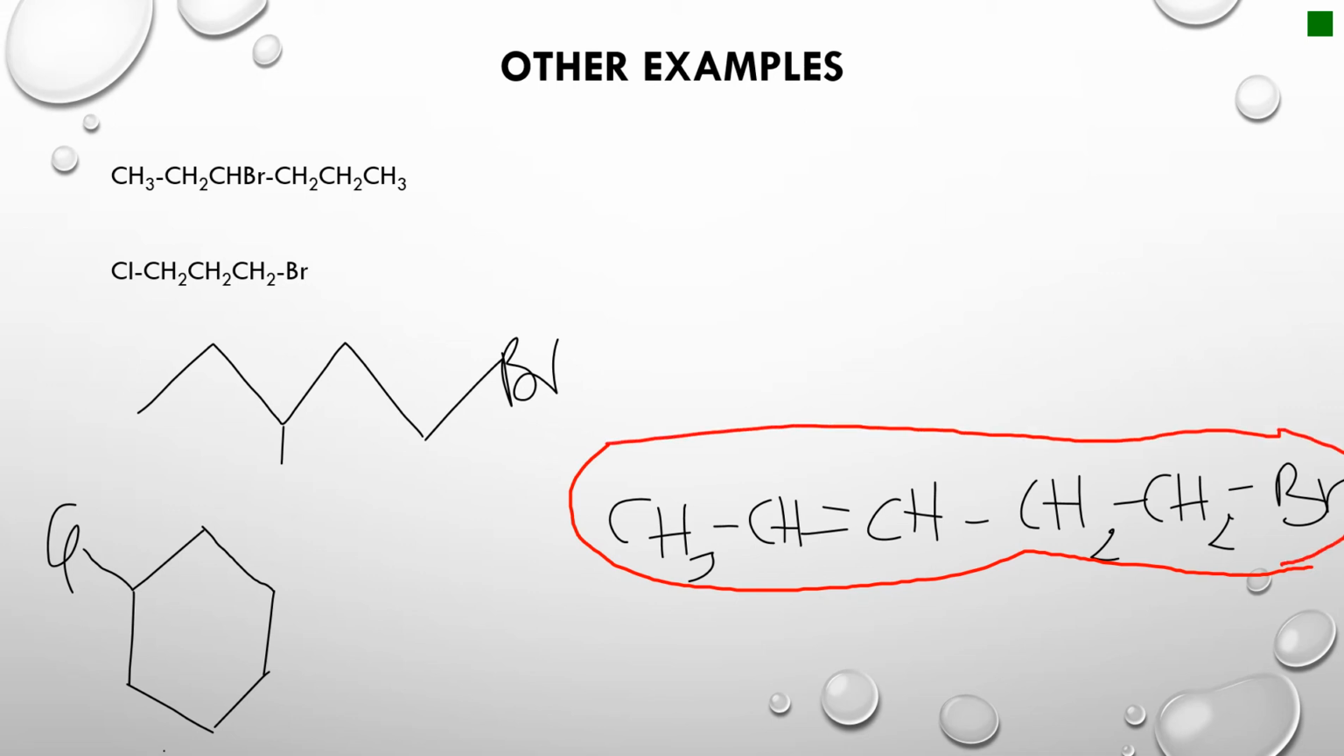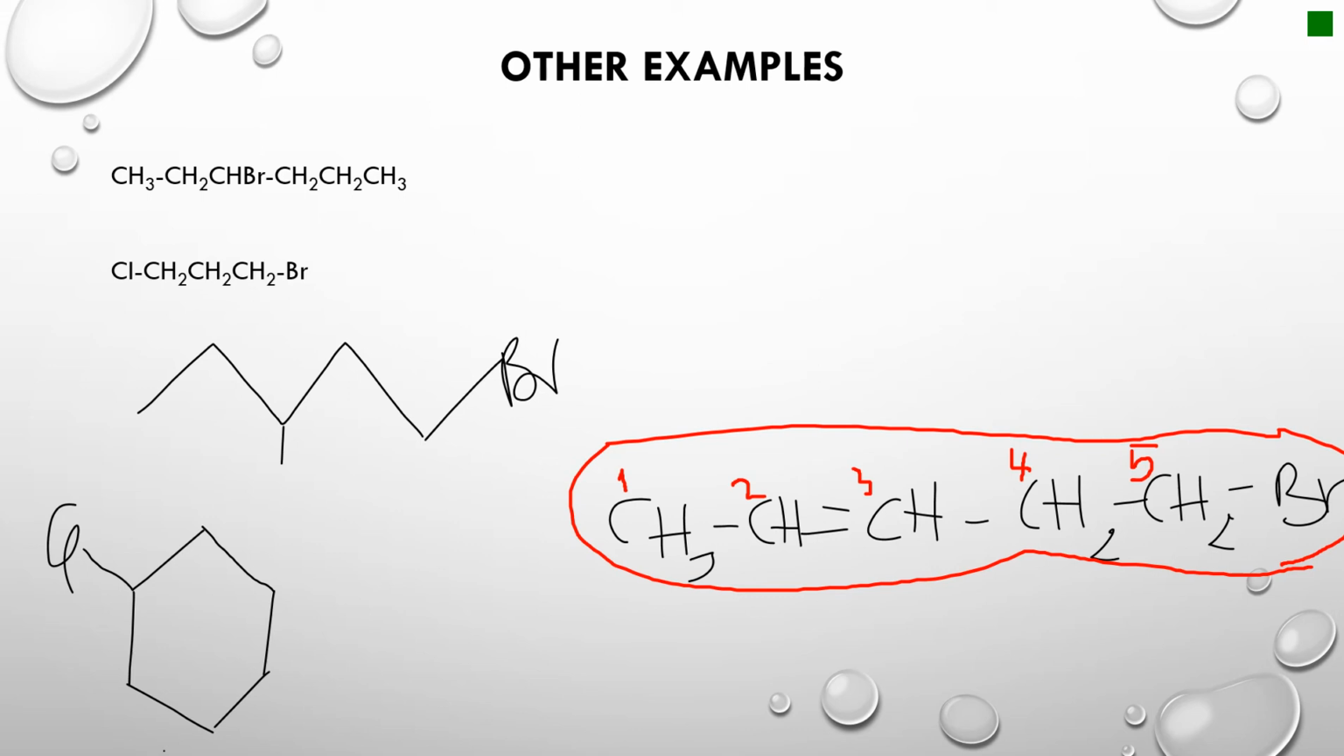We can have a double bond or a triple bond in the parent chain. When we are numbering the chain, we give priority to the double bond instead of halogen. That's why numbering this chain will be 1, 2, 3, 4, 5, yes, instead of being 1, 2, 3, 4, 5 from the other side.